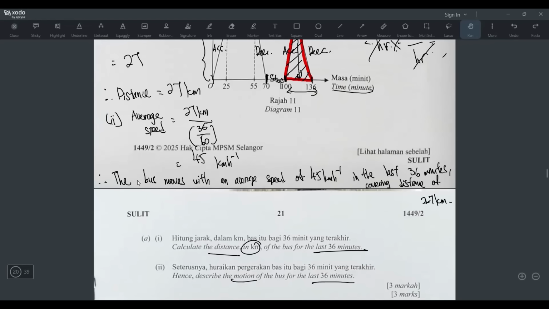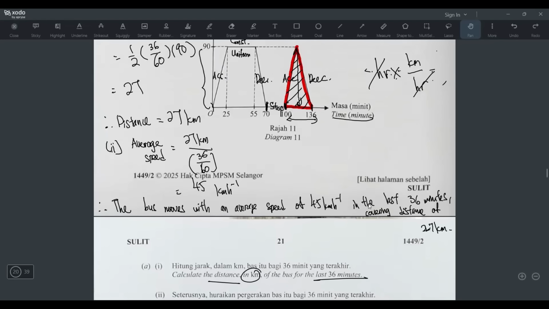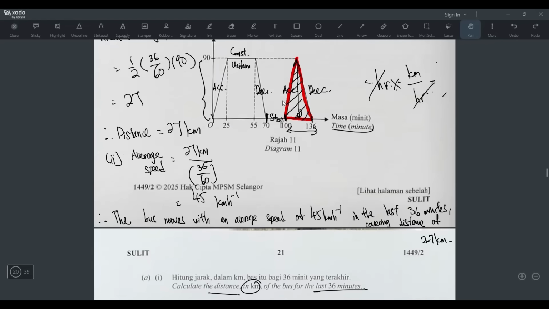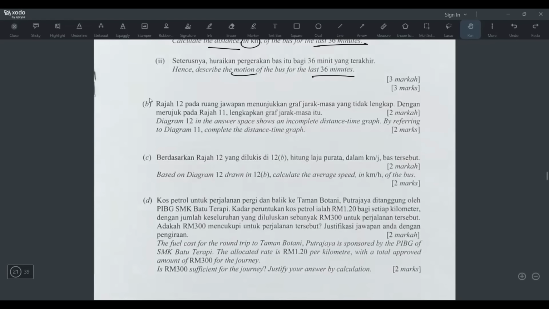So let's read again. They ask us to describe the motion for the last 36 minutes. So I just write: the bus moved with average speed of 45 kilometer per hour in the last 36 minutes, covering a distance of 27 km. I think this is good enough. You mentioned the distance, the time, and the average speed. So it's perfect, everything is here. Okay, that's all. Now we can do B.